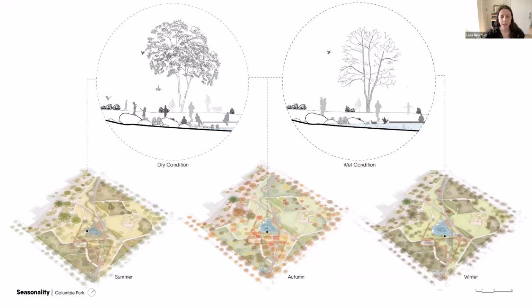These three diagrams at the bottom represent the site during summer, autumn, and winter, while the sections above show the activities on the water's edge during dry and wet conditions. When the water is low in summers, the area is used for sitting and playing on the rocks, whereas when it's high, the water ends up covering most of the rocks and pushing the activities further from the center.